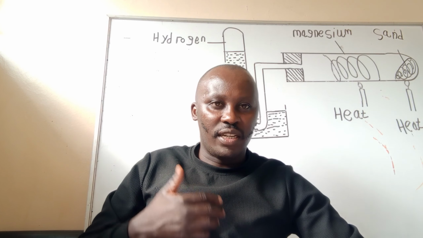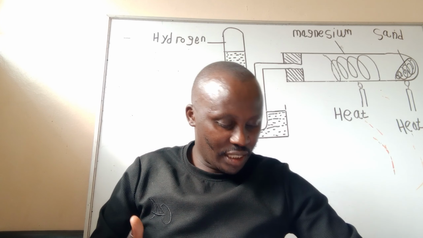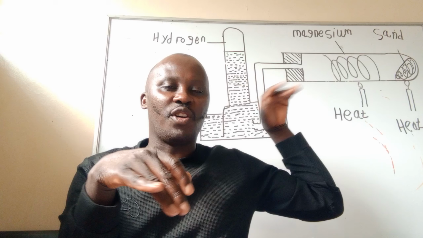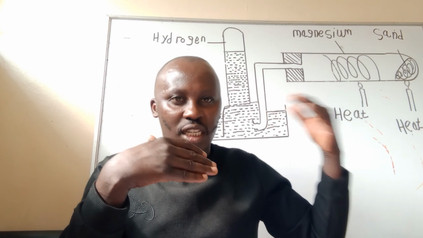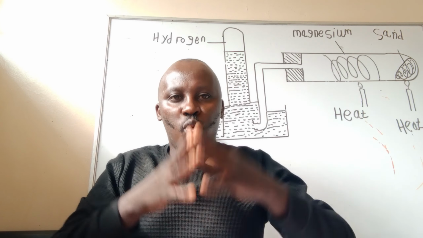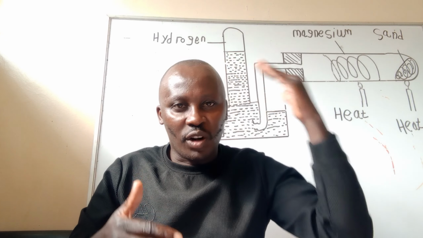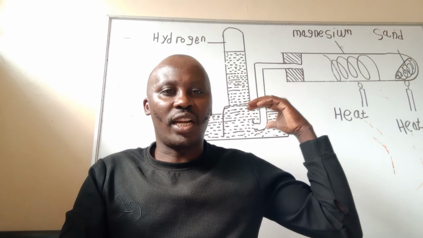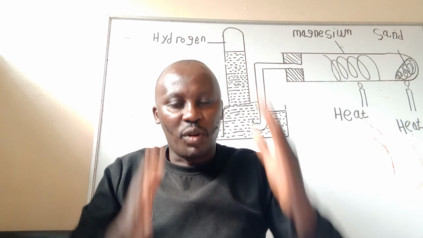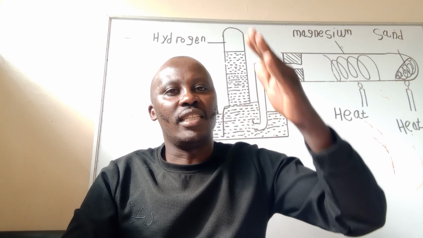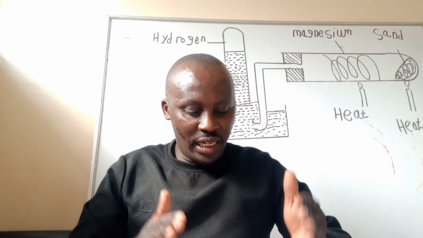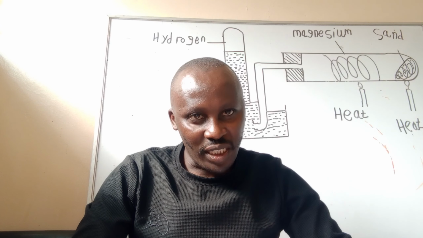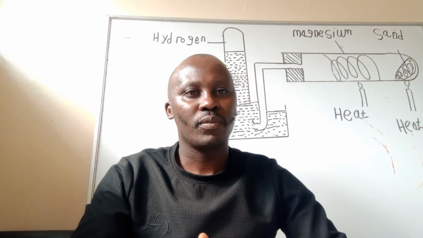Which property of hydrogen makes it possible to be collected using the above method? As you can see here, the hydrogen is collected over water. So what property makes this hydrogen to be collected by this method? The property is that it is insoluble in water. So those are some of the simple questions that you can expect from this particular diagram.